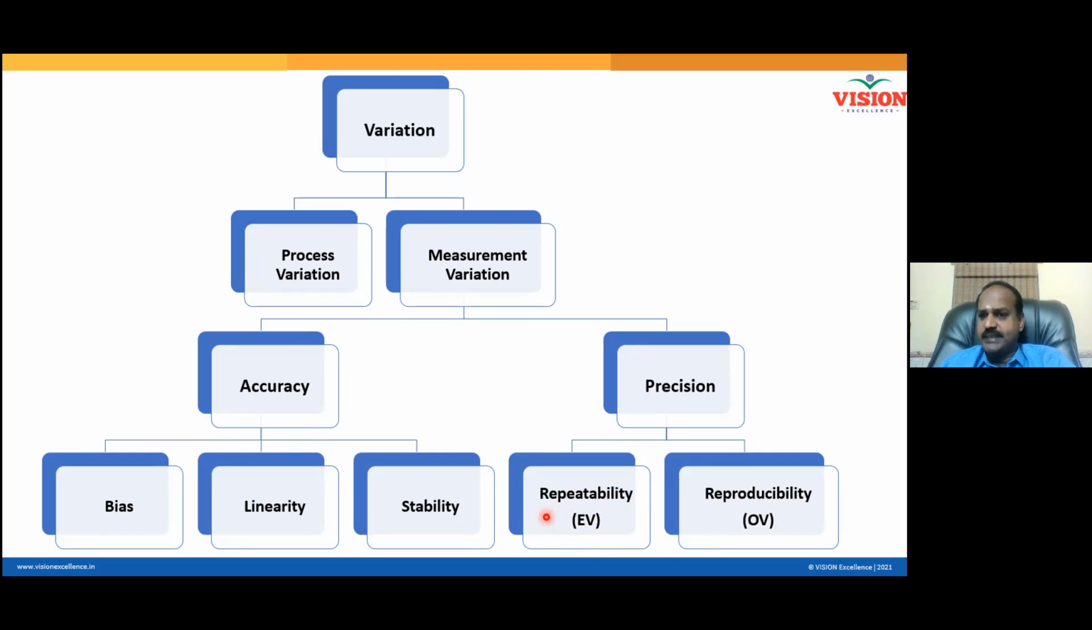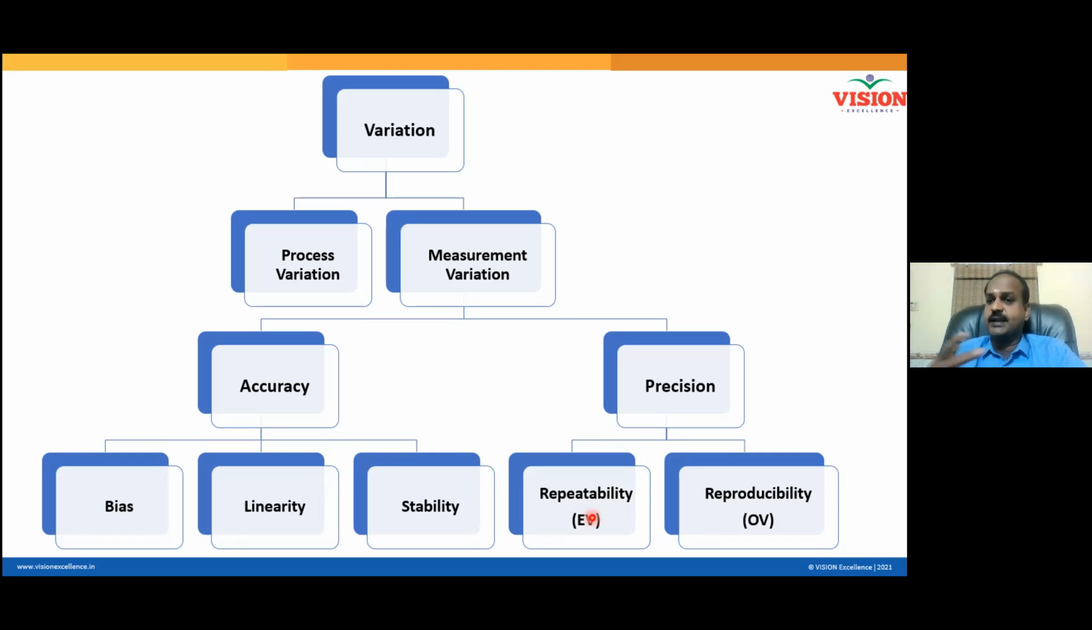Who was the appraiser in my example? I was the appraiser. I collected data, but my data are not the same, though the product is the same. The error within the readings of a single appraiser is called repeatability error.